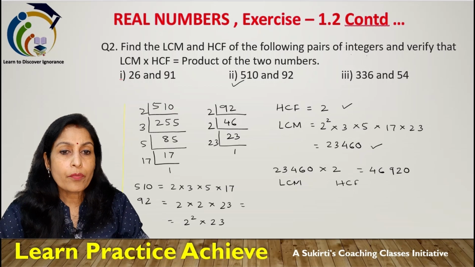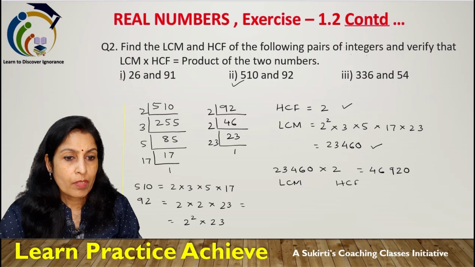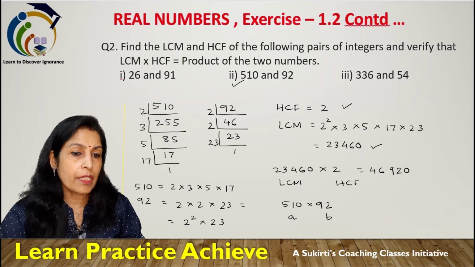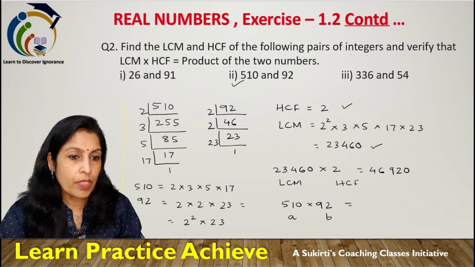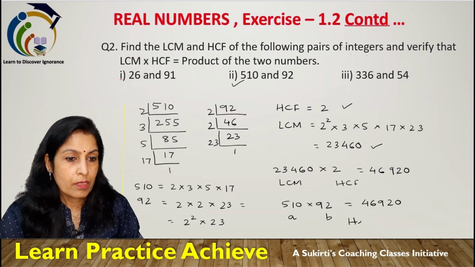Now we will find the product of the numbers. So the product of the numbers is 510 into 92. So this is suppose A and this is B. If you take the product of the numbers A and B, this is equal to again 46920. It means this is proved.